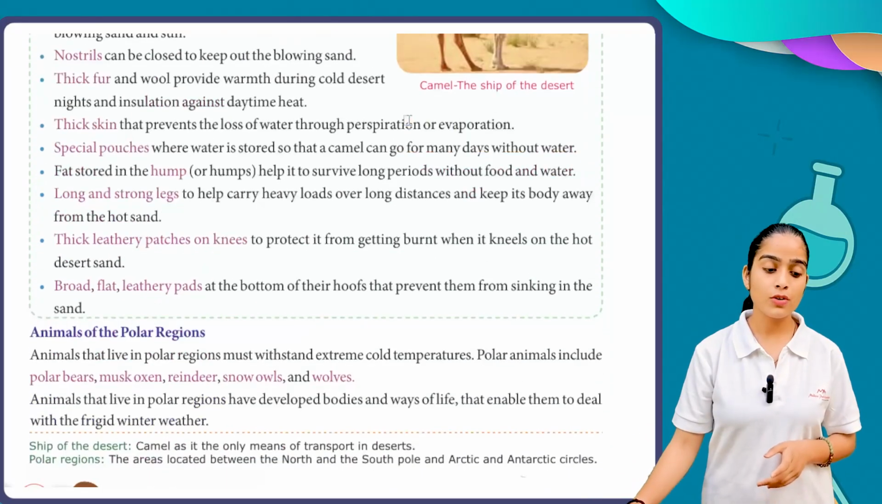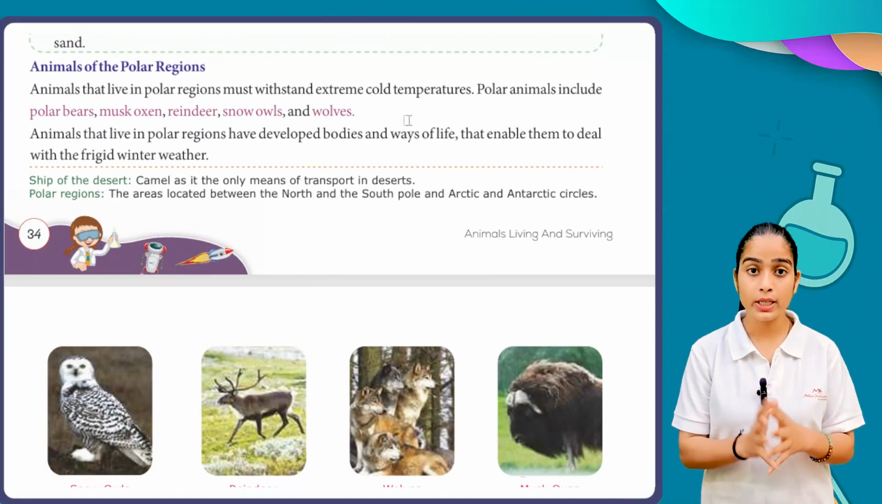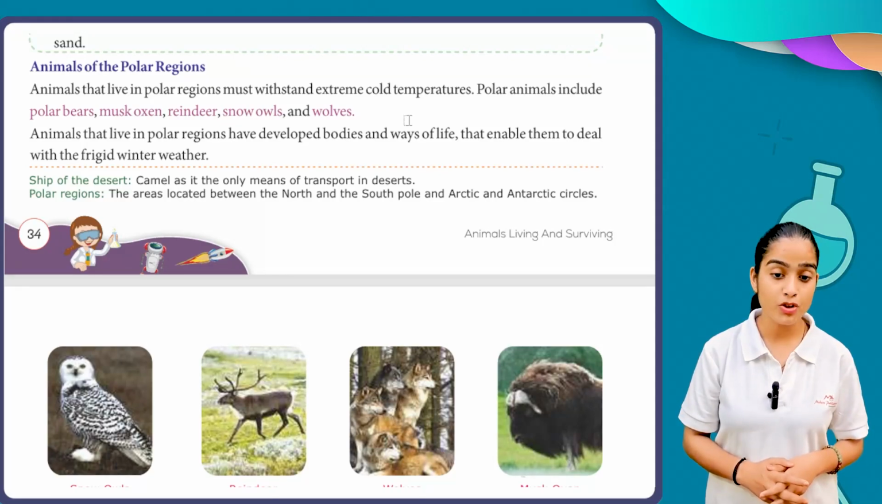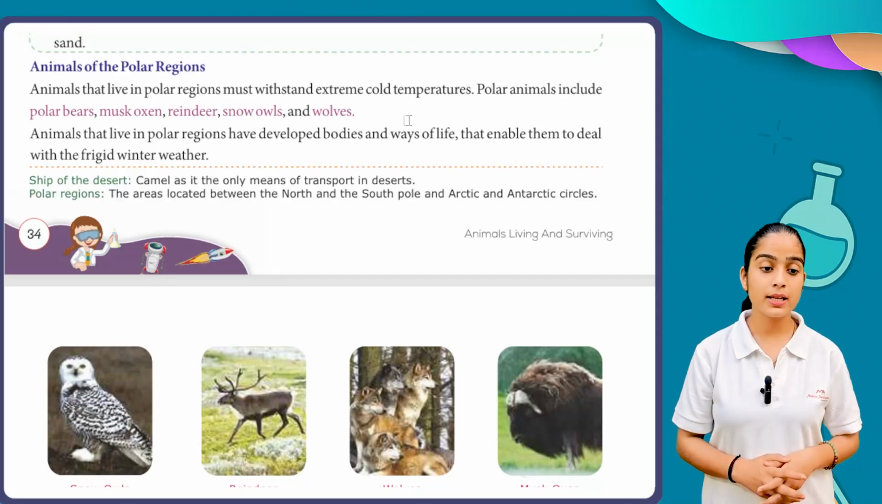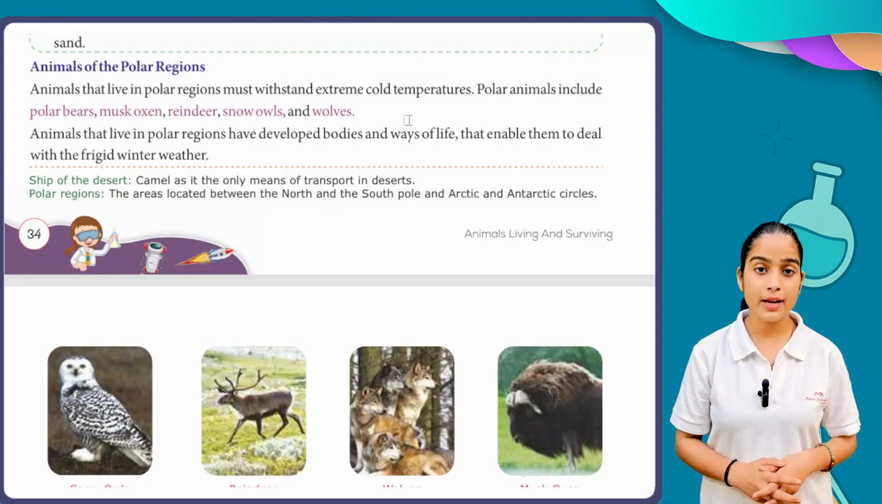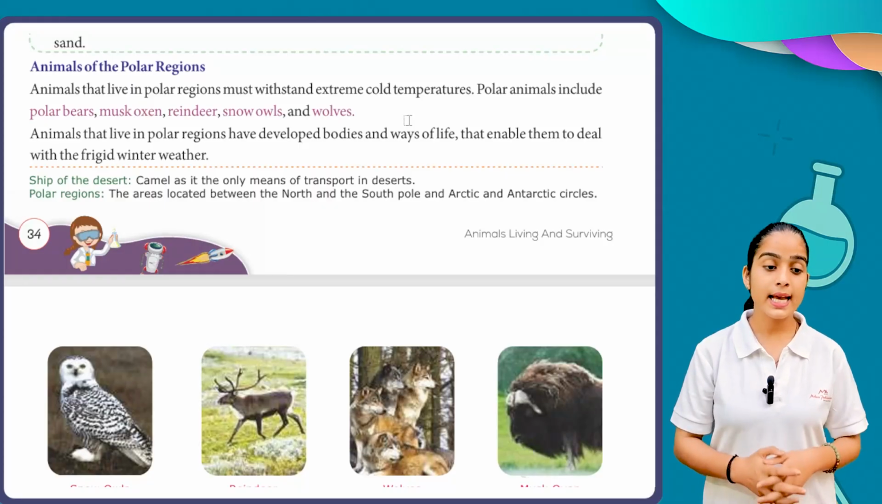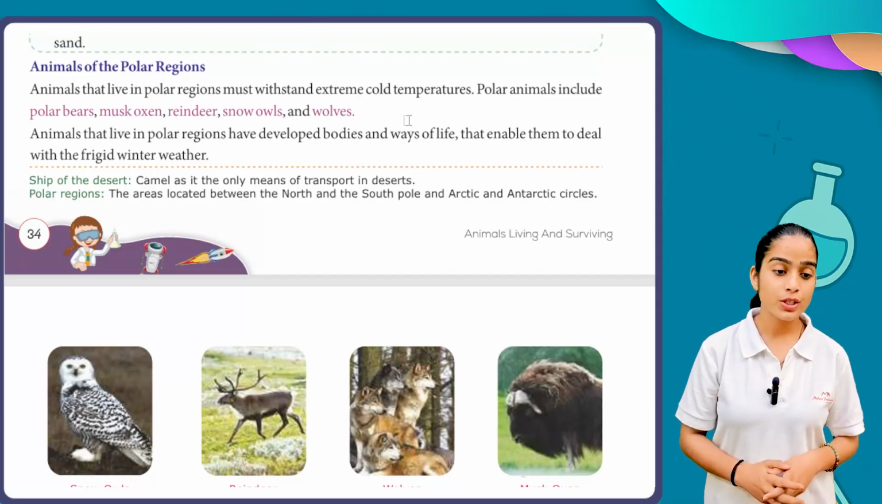Now we move forward to animals of the polar region. Polar region animals must withstand coldness. Polar animals that live in the polar region must withstand extreme cold temperatures. Polar animals include polar bears, musk oxen, reindeer, snow owls, and wolves. These are the examples we have for the polar region animals. Next, animals that live in the polar region have developed bodies and ways of life that enable them to deal with the frigid winter weather.